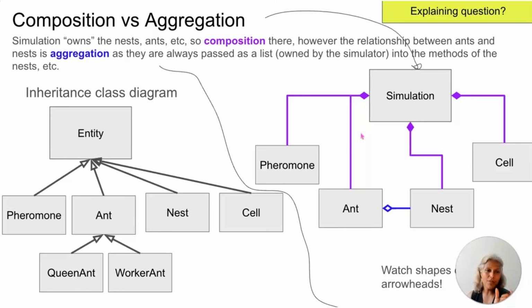But then there is also the idea that an ant and a nest are related using aggregation. They have a relationship, but unlike a composition, where, for example, if we deleted the simulation object, all of the pheromones and ants and nests and cells would be gone, an ant and a nest have a much more loosely tied coupling, which is called aggregation. So if you delete an ant, it doesn't delete the nest, and vice versa.